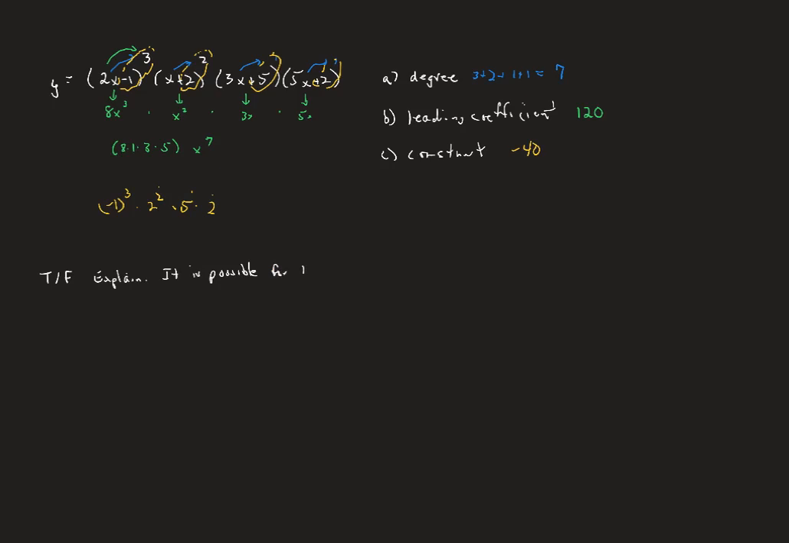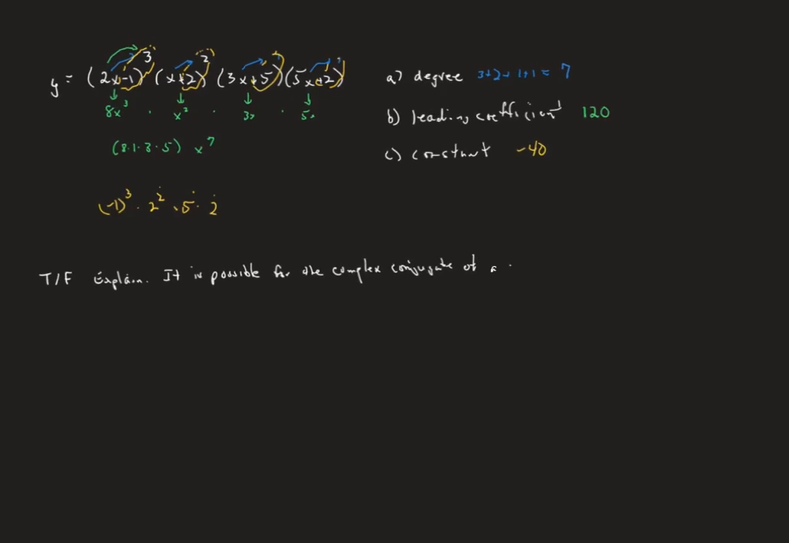for the complex conjugate of a number to equal the opposite of the number. So here you can show this is true, if it is possible, by giving an example of one.